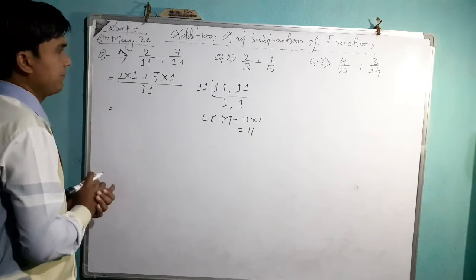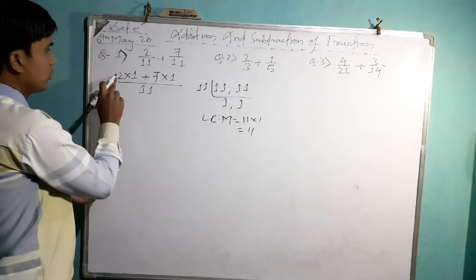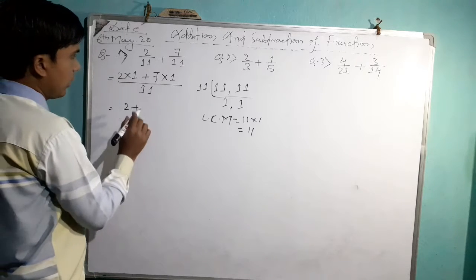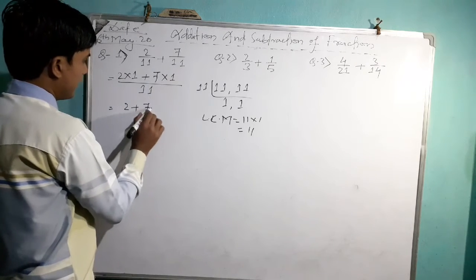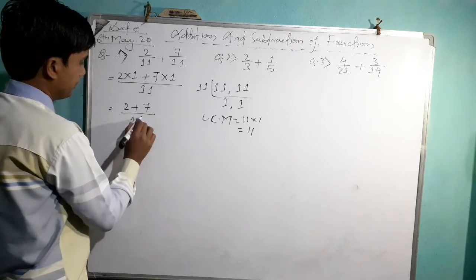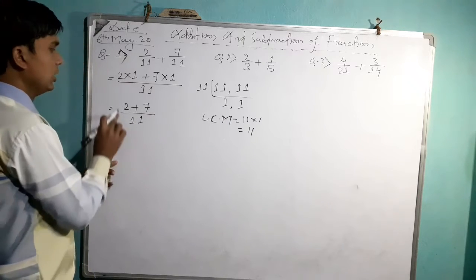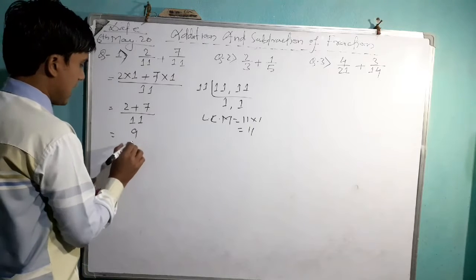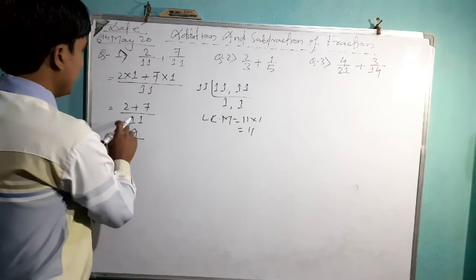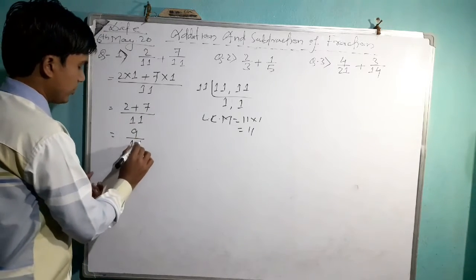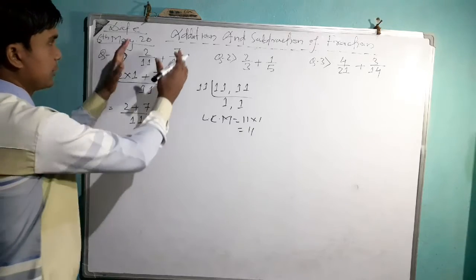Now the second step, we'll multiply here. 2 ones are 2 plus 7 ones are 7, by 11. Now 2 plus 7 gives 9. Then the denominator, we have 11 as it is. We'll write it here. This is the solution, a very simple way.